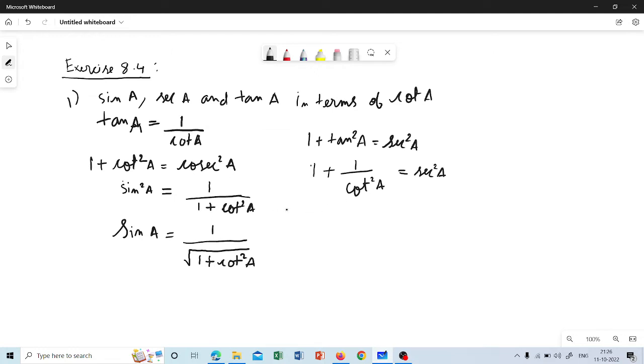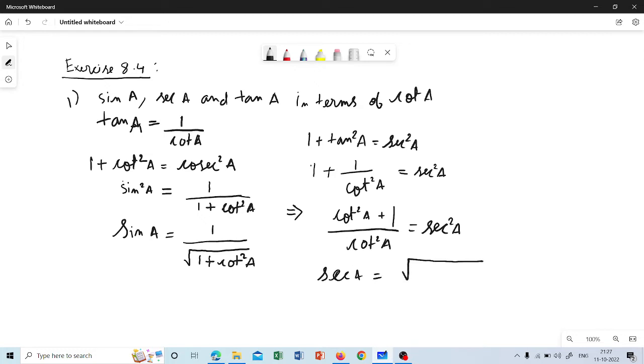Now I will simplify this expression. I will take the LCM, so cot square A plus 1 divided by cot square A is equal to secant square A. I hope it is very clear up to here. Now I want to take the square root on both sides. So secant of A is equal to root of 1 plus cot square A by cot A.